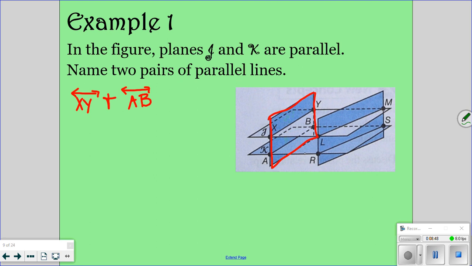I'm going to do one in green. Over here, this plane also intersects J and K. And so it would be LM and line RS. Those two would also be parallel to each other. Notice that we're not picking one from the red plane and one from the green plane. You have to stay on the same plane that intersects the two parallel planes.